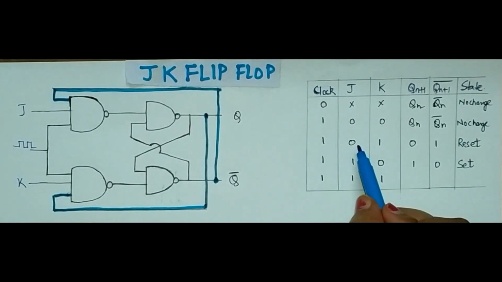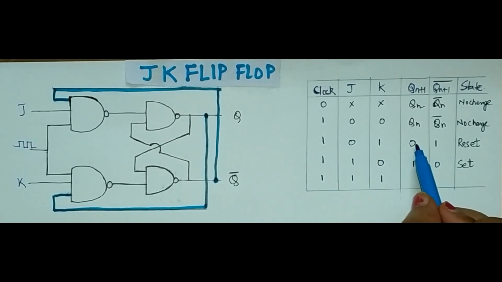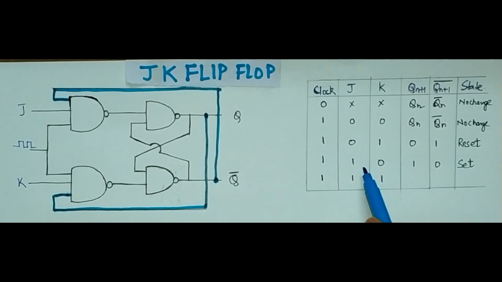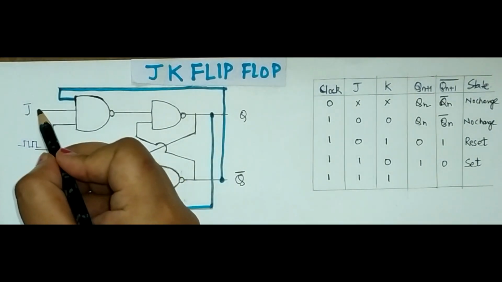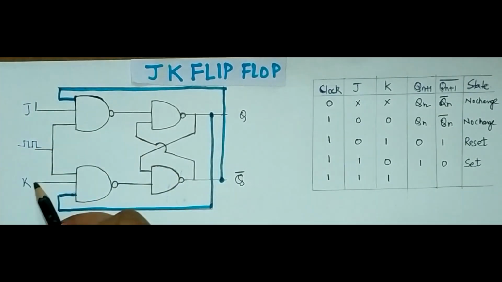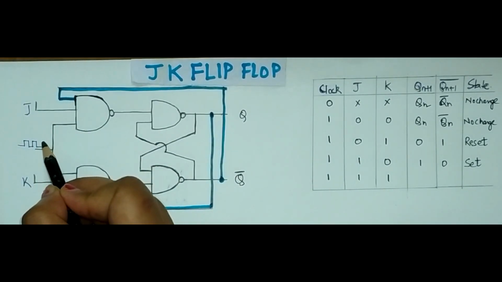When J is 0 and K is 1, Qn plus 1 will be 0 and Qn plus 1 complement will be 1. When J is 1 and K is 0, it will be 1 0. This is called a set state. Now let us see what will be the changes when J is 1 and K is 1 and the clock is already 1.